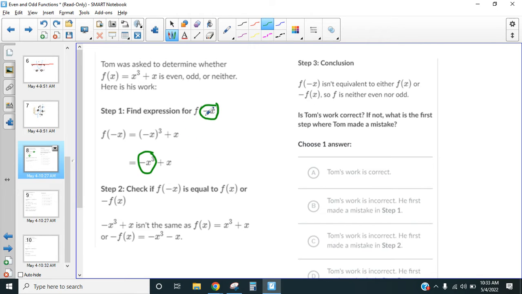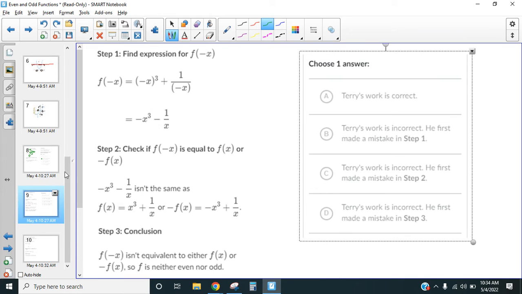Tom didn't do that. You're supposed to plug it in everywhere, right? He plugged it into the first part, but he didn't plug it in there. This is incorrect. Step 1's wrong right away. If you're substituting in a value into a function, you need to plug it into every value for x in the function. Okay, second example. Find the expression for this.